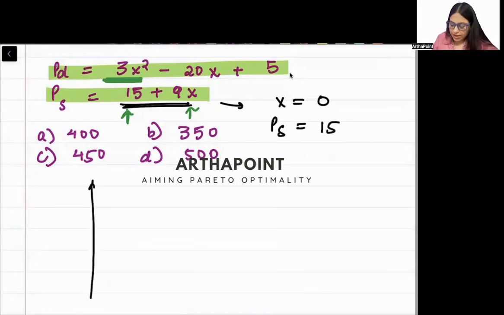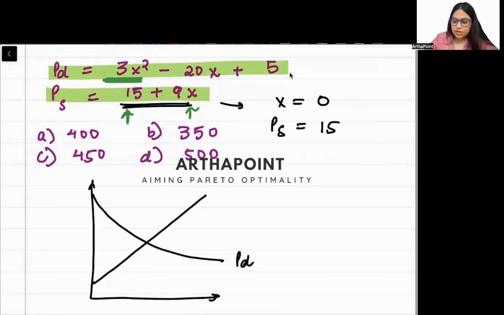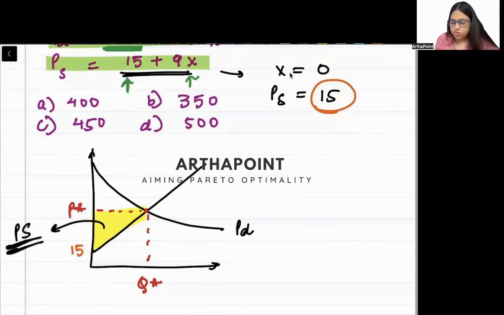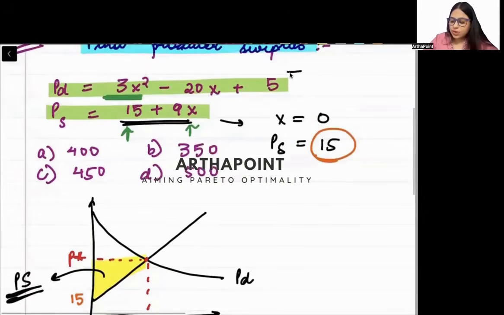So basically what will happen is I will draw a quadratic demand curve and a linear supply curve. Supply will begin from a price of 15. This is going to be my equilibrium price and this will be the equilibrium quantity. And this area that comes here, I need to find this. This will be my producer surplus. Clear? Let us find the equilibrium first.